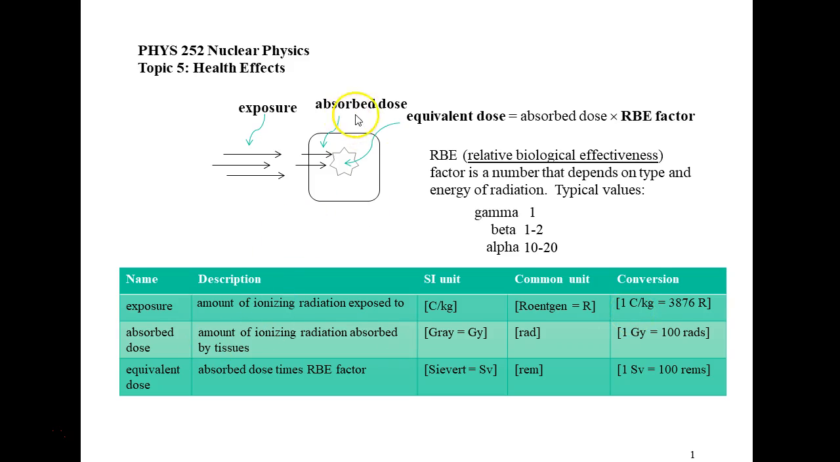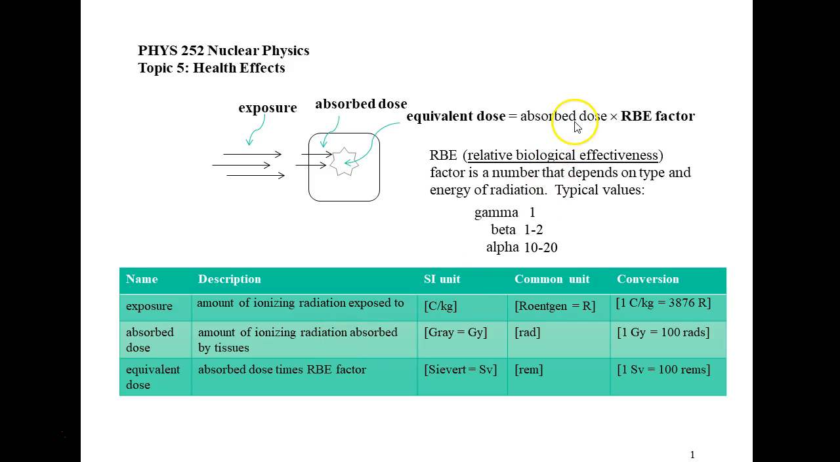Okay. Now, the absorbed dose, the amount that gets into your tissues, the SI unit is the gray, GY. The common unit you may have heard of is the RAD, which stands for radiation absorbed dose. And there's a factor of 100 difference. 1 gray is 100 rads. Okay, so the absorbed dose is the amount of radiation absorbed by the tissues.